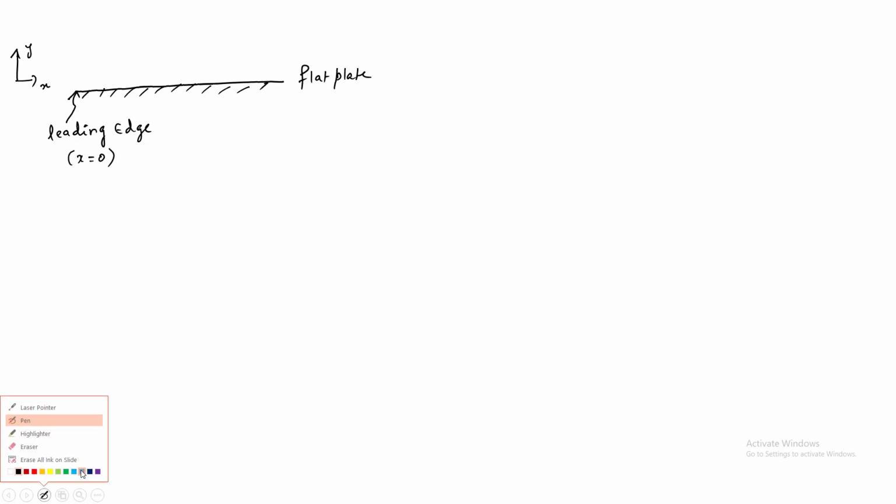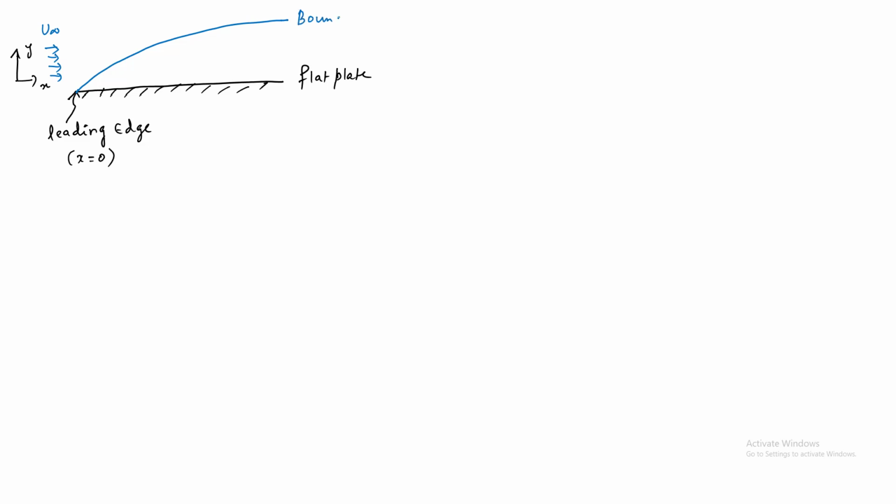Let's draw the free stream as well. The free stream flow will come in this direction with the velocity u infinity, the free stream velocity. Once the free flow touches the plate, a boundary layer will form. This is the boundary layer that is formed on the flat plate. So how will the velocity profile look inside the boundary layer?